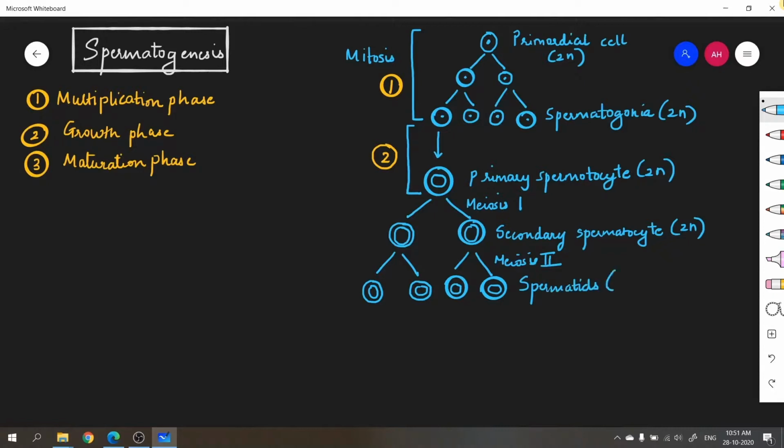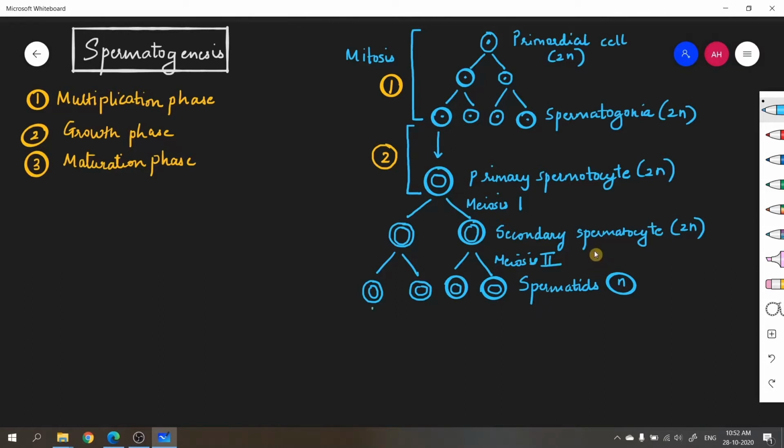And now these spermatids are going to be haploid, right? Because we know that during meiosis, it is a reductional type of division. So the ploidy level, right from diploid, it is now going to be haploid. So the spermatids are haploid. Now the process does not complete here. The maturation phase has not ended here as yet because the spermatozoa are not formed yet. So what happens is spermatids now undergo another process which is called spermiogenesis, wherein they will now form spermatozoa.